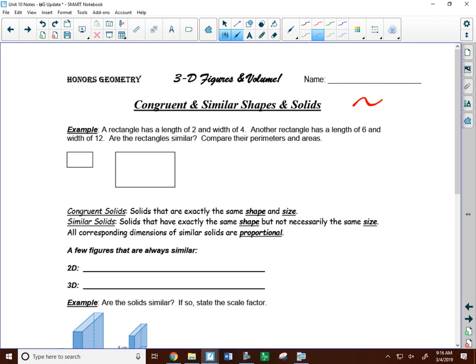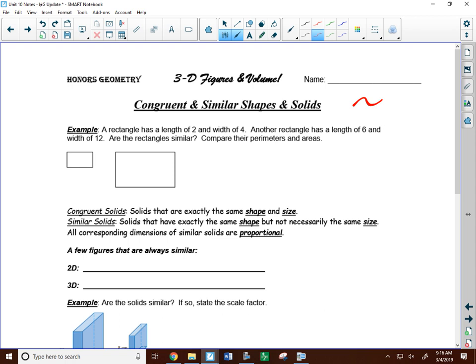Similarity. Back in Unit 4, we talked about angle-angle similarity, SAS similarity, and side-side-side similarity for triangles. But in general, shapes could be rectangles or pentagons. It's something where you were doing proportions if they were similar, and you were looking at scale factors. We're going to do the same thing with 3D shapes.